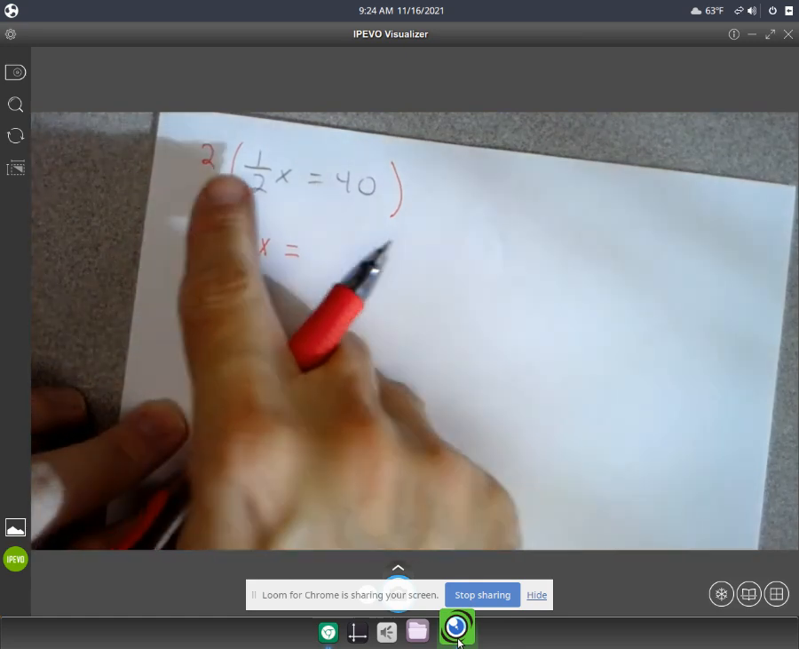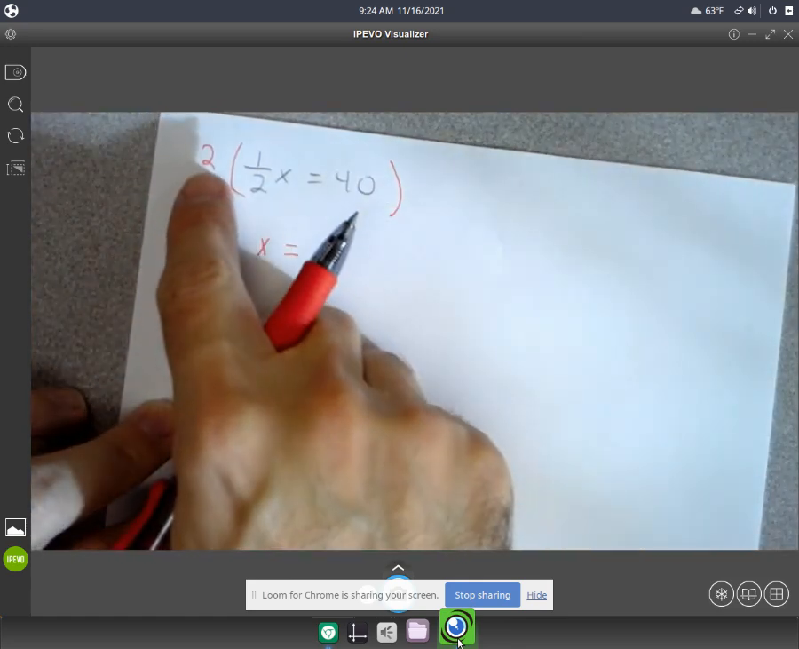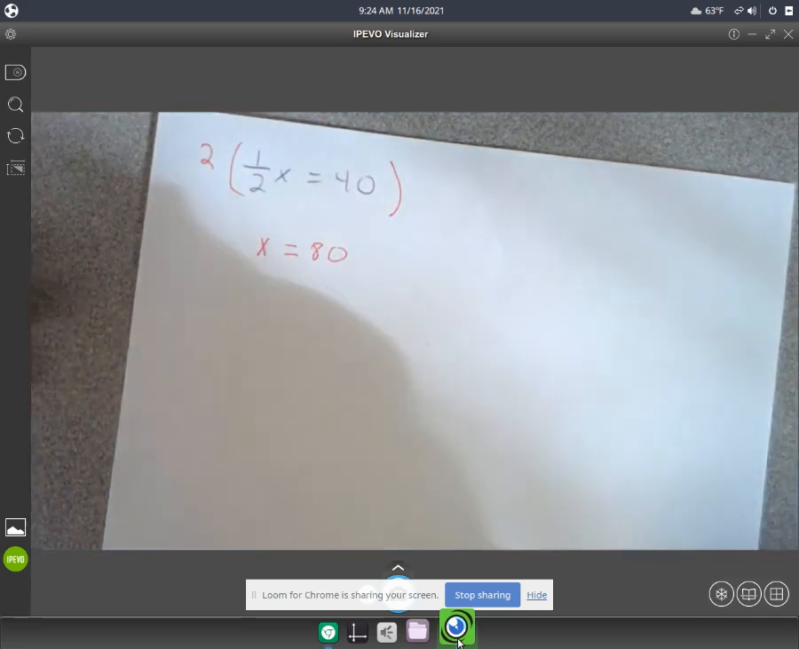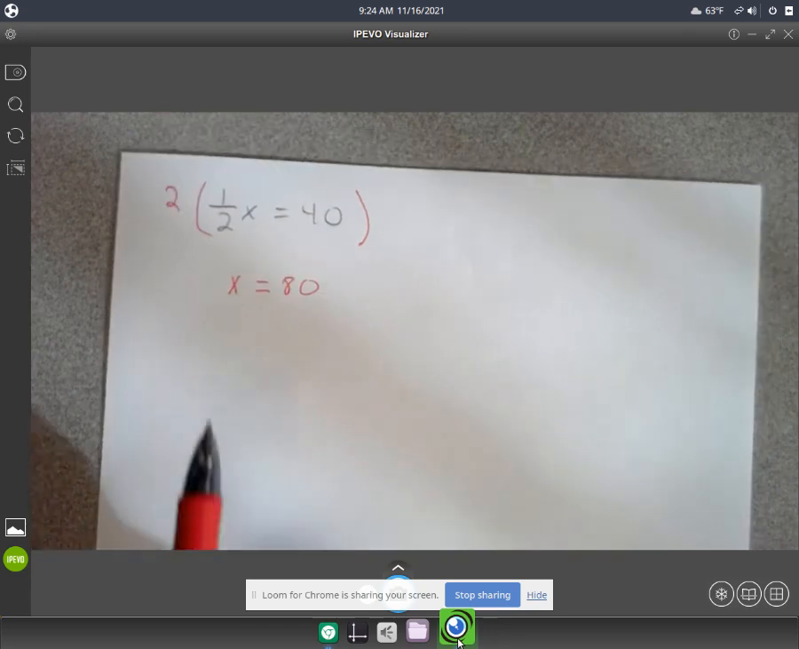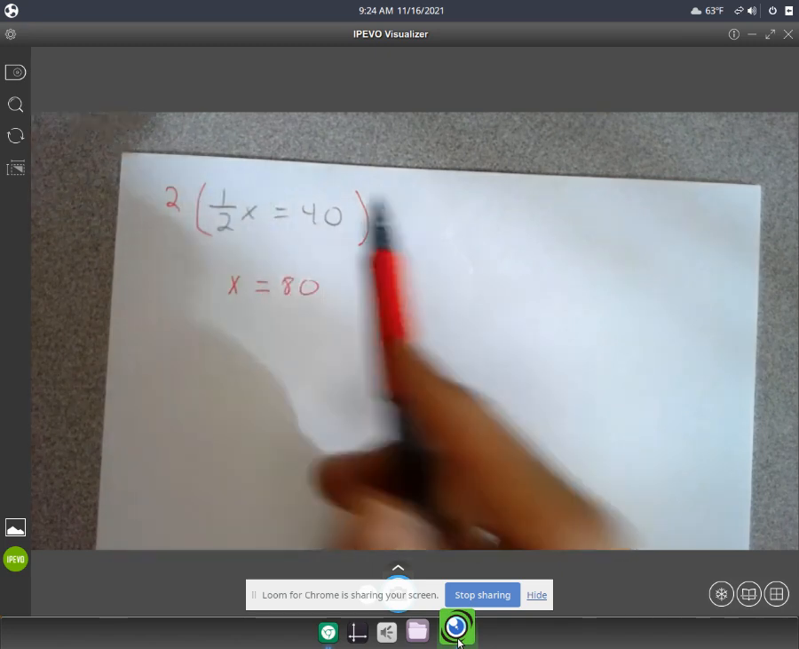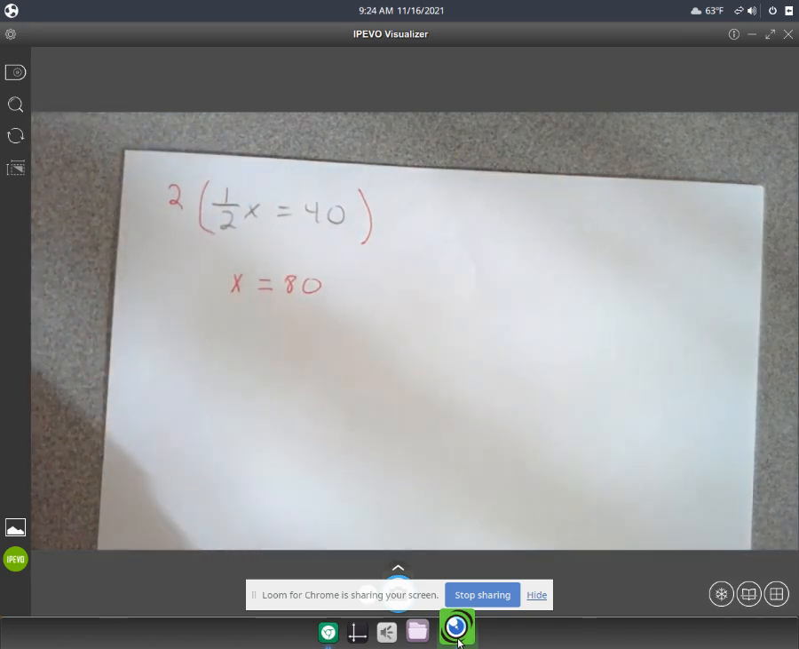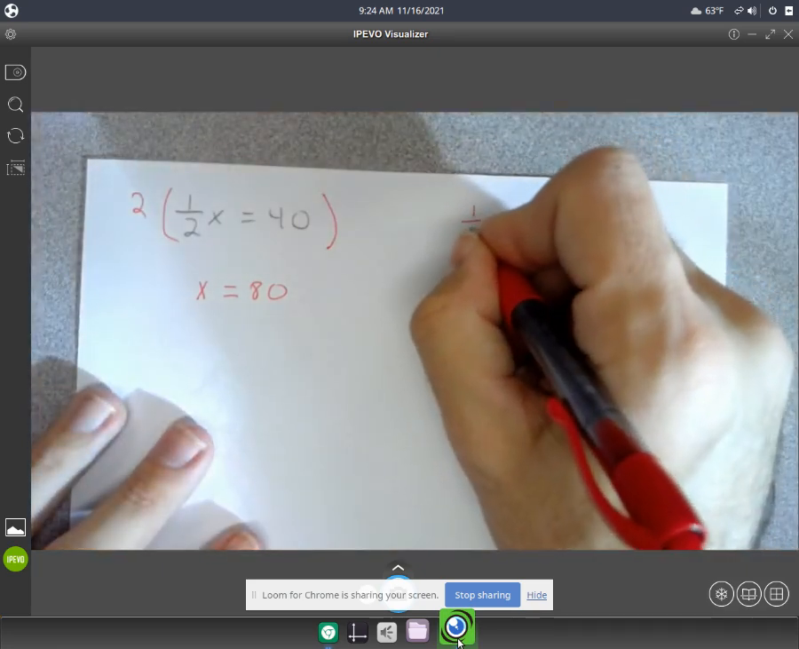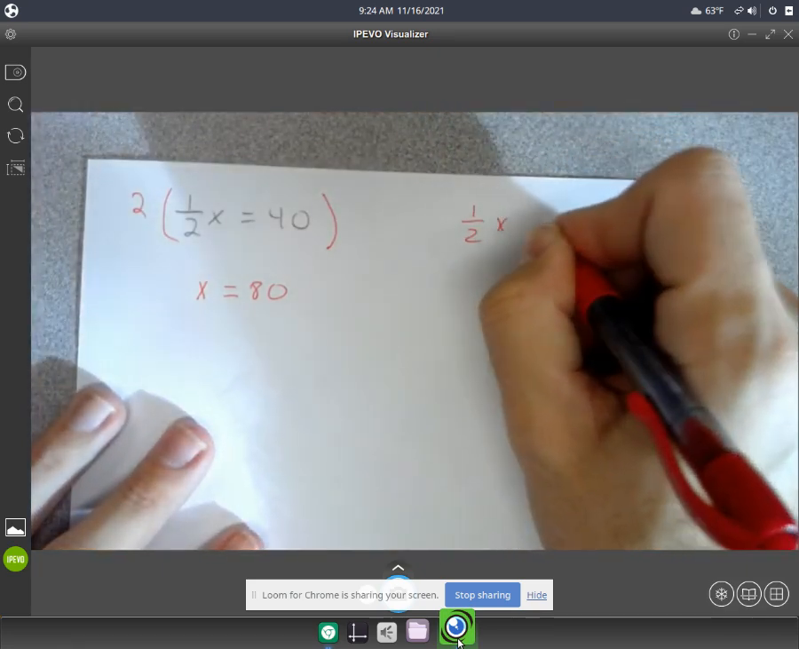And then, of course, you got to multiply the right side by 2 as well. 2 times the 40, well, that's going to equal 80. And that's our answer here. All right, what the original problem said was just half of what number is equal to 40? Well, half of 80 is equal to 40. Okay? You could think of it that way.